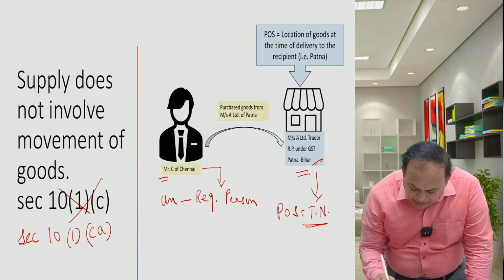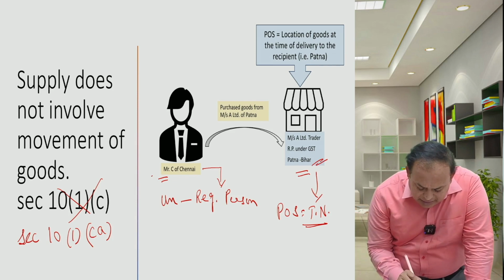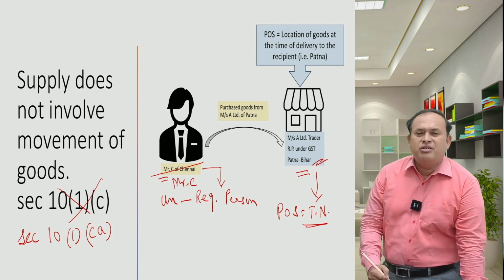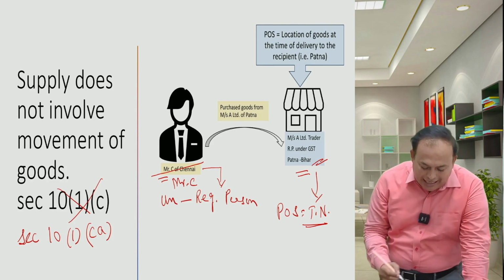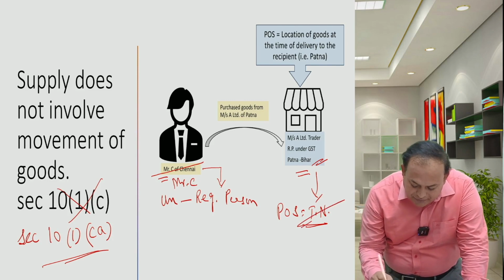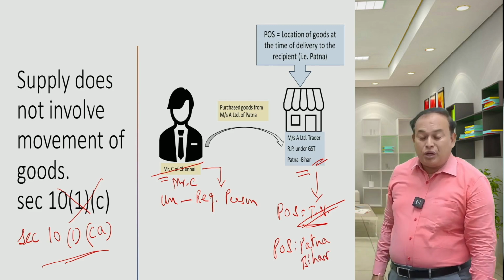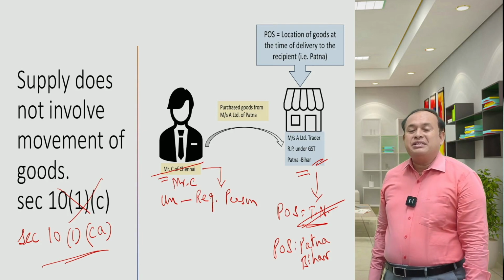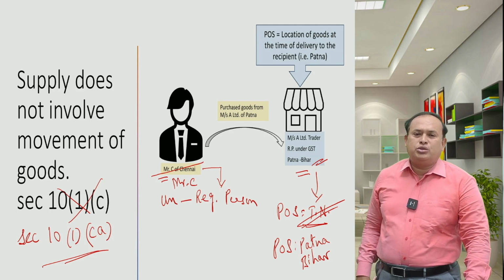Location of supplier, Bihar, Patna. Interstate supply. Sir, here it is not like this. It is only Mr. C. Who is he? From where he hails, we do not know, in the bill issued. In that case, as per section 10.1 clause CA, place of supply goes to the location of the supplier, Patna, Bihar. Place of supply, Bihar. This is the last resort to refer to in the provision.